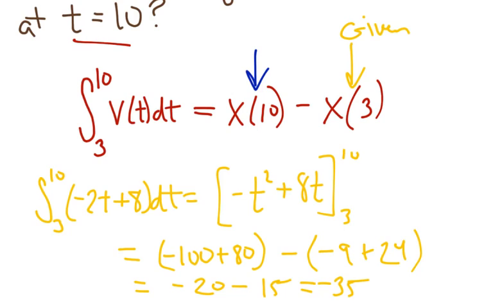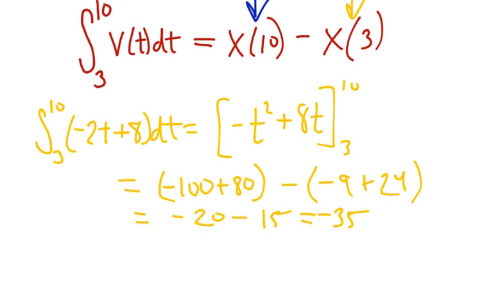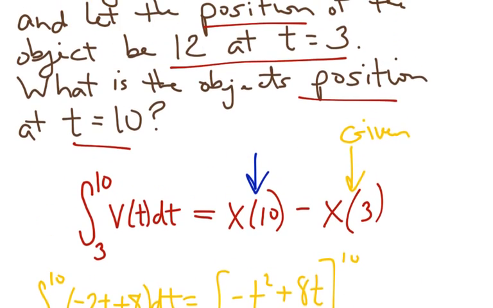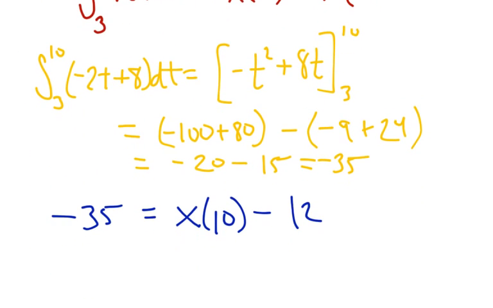Now again, you would do this on your calculator if this was a calculator section of the exam. And so I got negative 35 equal to x of 10, the position at 10, minus x of 3, which I believe is 12, although I should scroll down and take a look. Yes, it was 12. And we just add 12 to both sides, and we get x of 10 is equal to negative 23, and that would be the answer to the question.